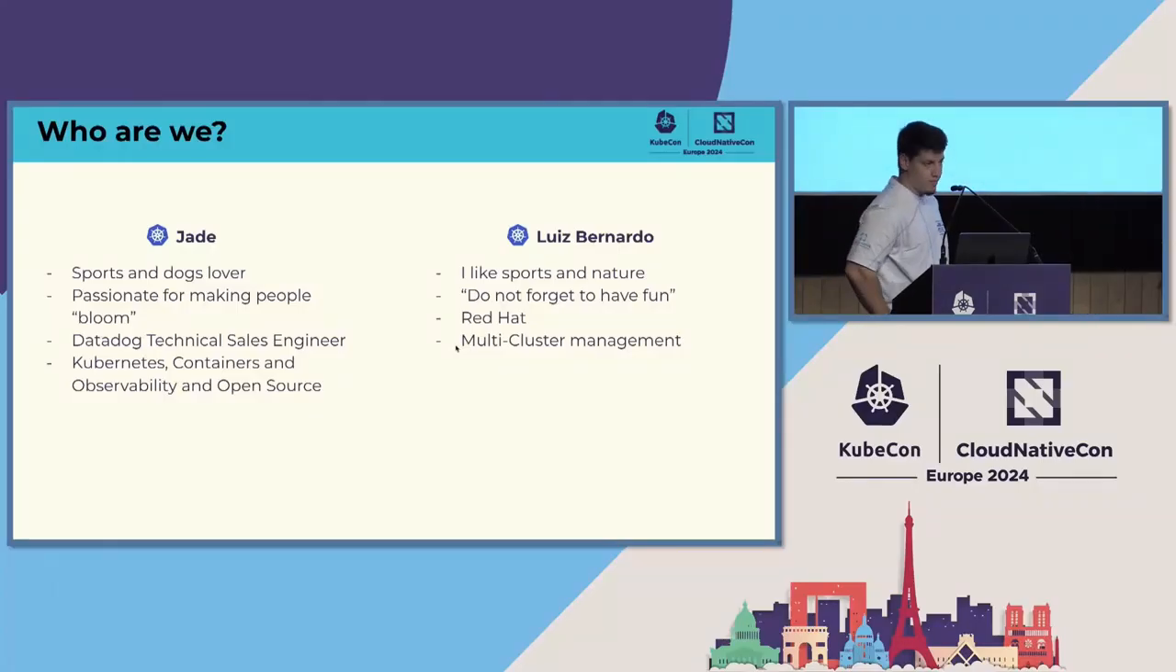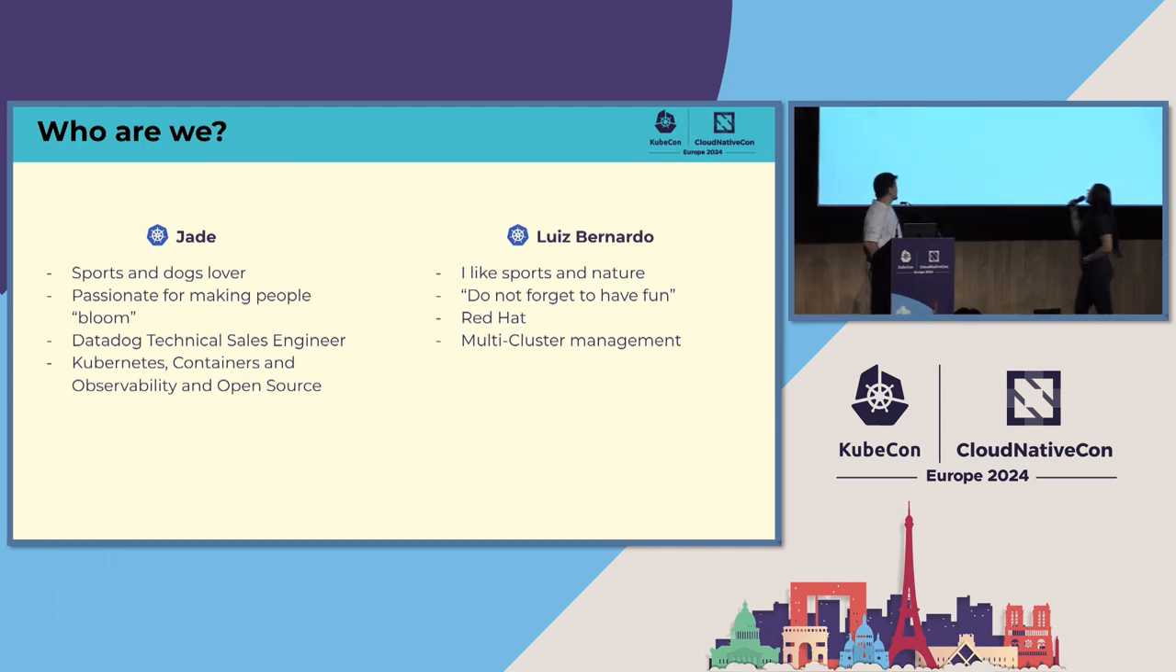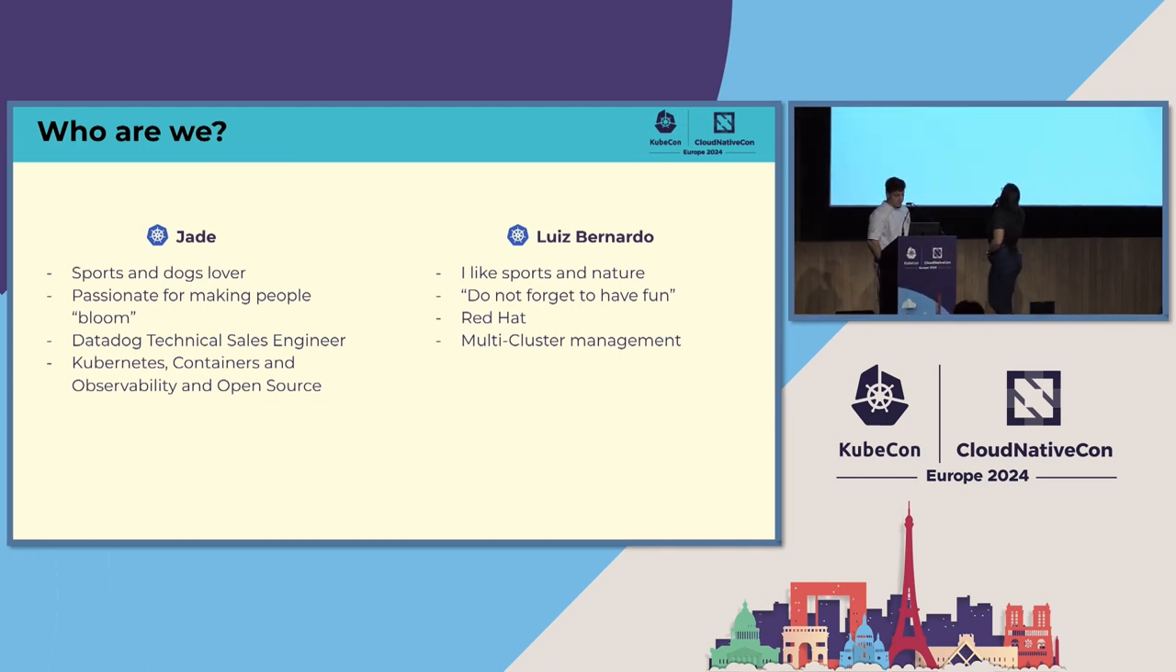So I'm Jade. I'm a sport and dogs lover, and it's funny because I work at Datadog. I'm passionate about making people bloom. I'm a technical sales engineer at Datadog, and I like to share and learn new things about Kubernetes, containers, observability, and open source.